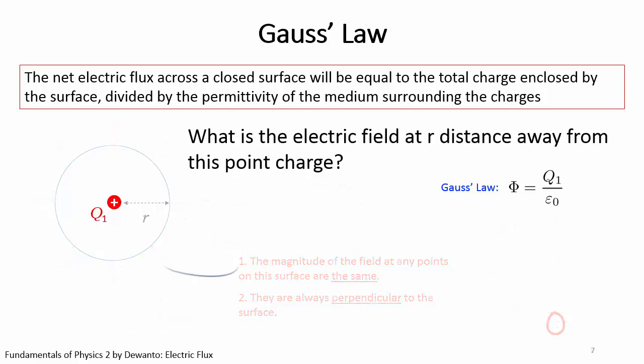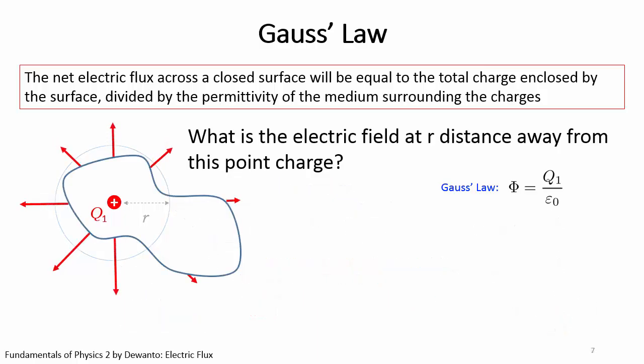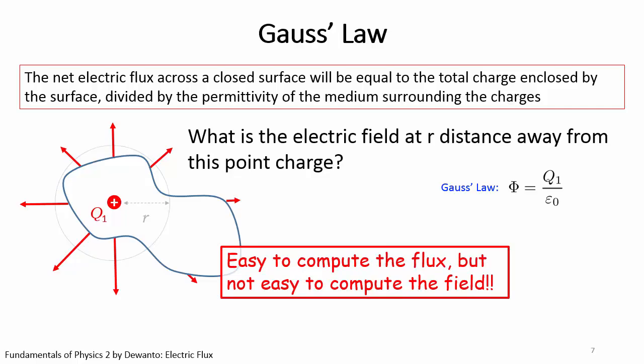Were we to choose some other random Gaussian surface, yes, the flux across this surface will still be given by q over epsilon 0. But we can no longer rewrite the flux in terms of E times 4 pi r square. The field along this surface is no longer uniform throughout, it is no longer always perpendicular in all regions of the surface, and for sure, the surface area is not going to be given by 4 pi r square.